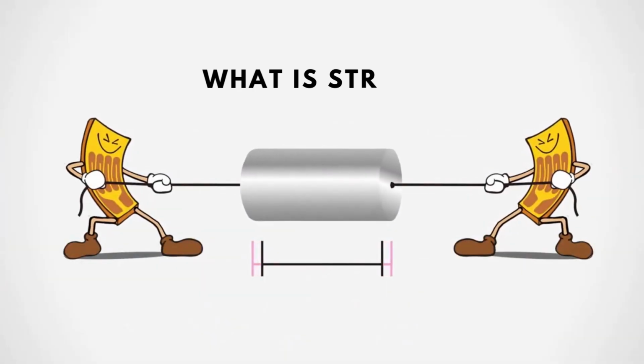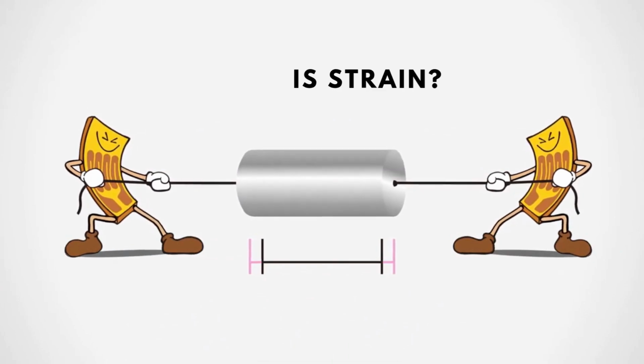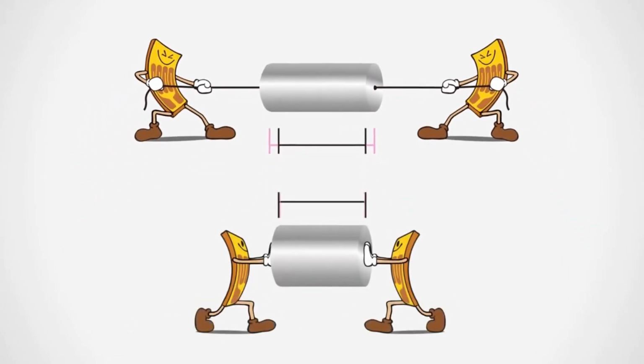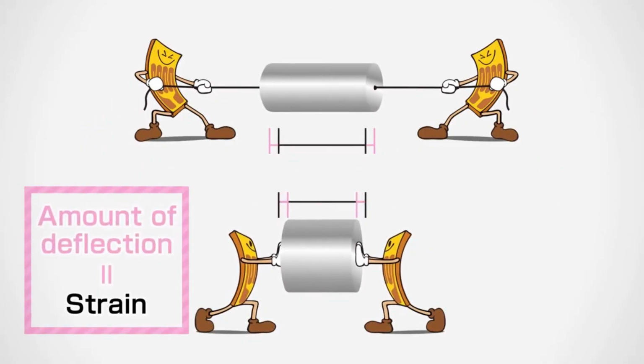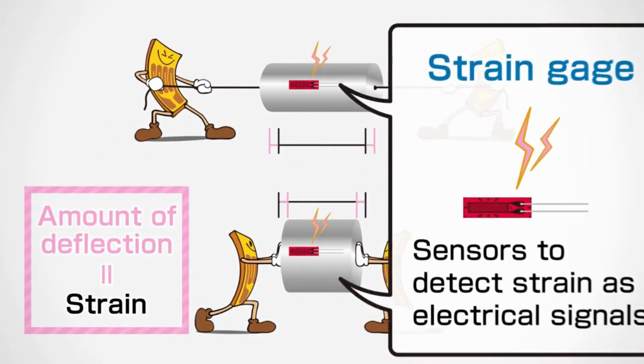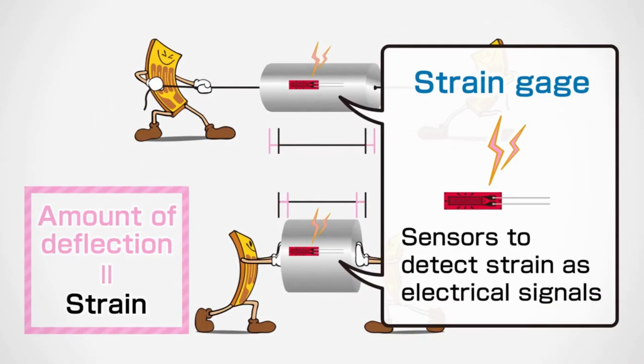Before going into the measurement, we first need to identify what is strain. Strain can be identified as an amount of deflection or deformation of a body due to an applied force, which can be tensile or compressive.